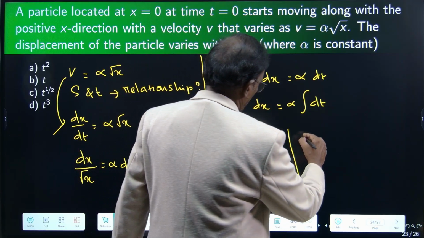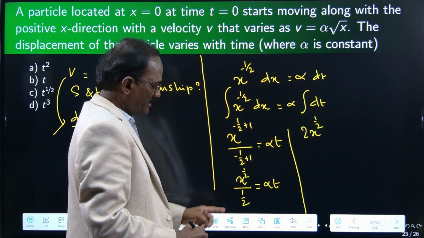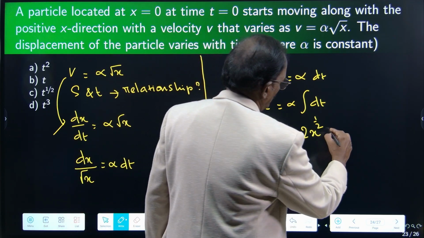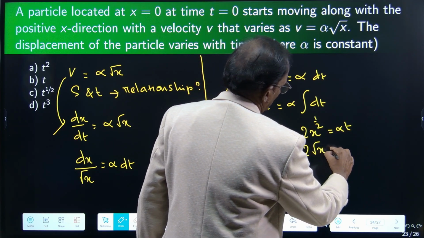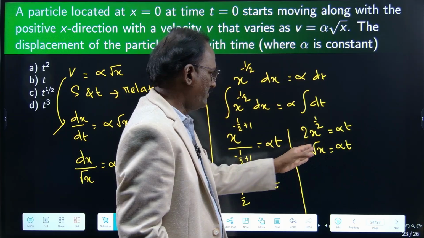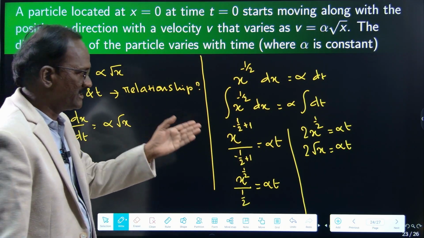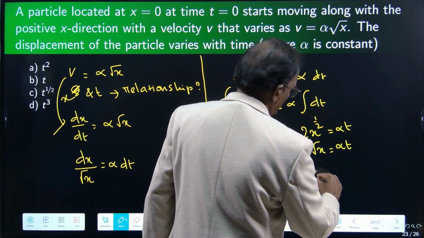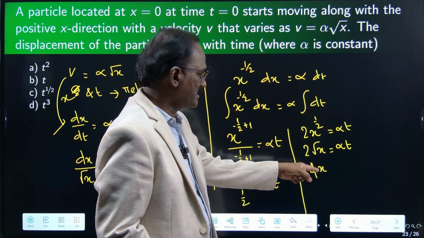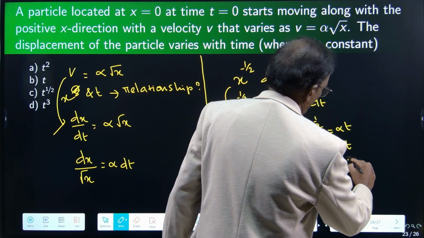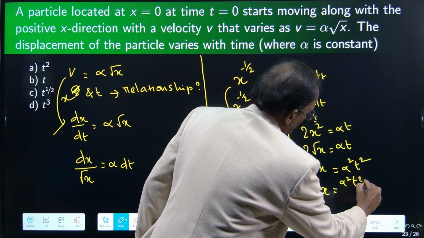This 2 can be taken here. 2x power half, the 2 is going to numerator, is equal to alpha t. So I am writing 2 root x is equal to alpha t. The relationship between s and s, not s, x, right? Displacement x. So this is 4. If we square it, 2 square is 4, root x becomes x, and alpha square t square. Then x is equal to alpha square t square by 4.